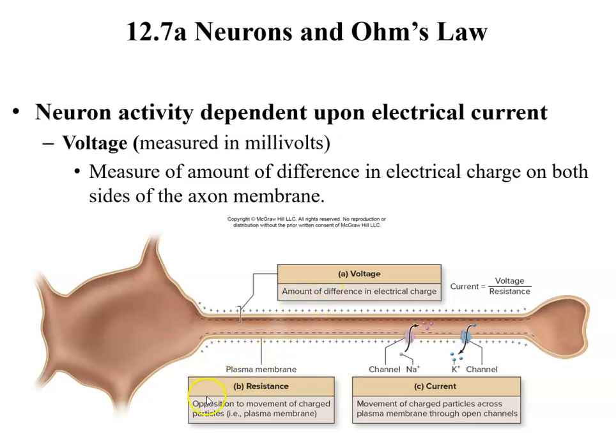Resistance, this is going to be the opposition to movement of the charged particles. So the plasma membrane is the resistance here. Particles can't cross over the plasma membrane without a lot of resistance. And that's why we have gated ion channels. The movement of charged particles across the plasma membrane through these open channels, that's going to be your current.